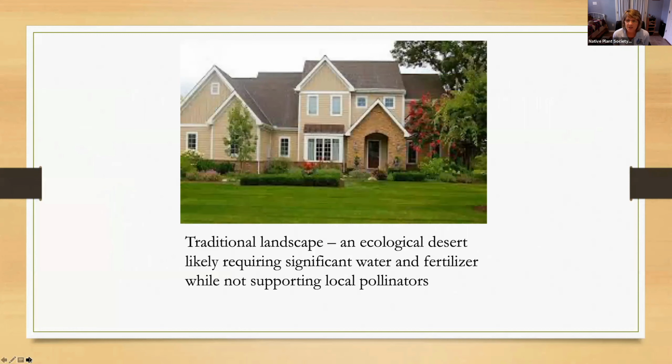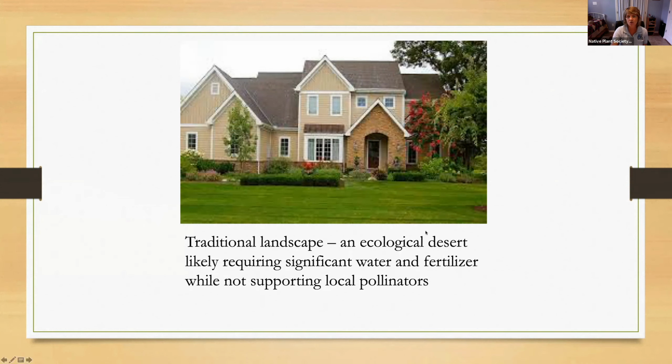So I always like to do this. We do this in our native landscaping class as well, and look at this picture I pulled off the web. It's beautiful, right? This is a beautiful landscape. You could even make the claim that there's numerous different types of plants here. It looks wonderful. Isn't this what I should have? But from an ecological point of view, this is actually a desert.